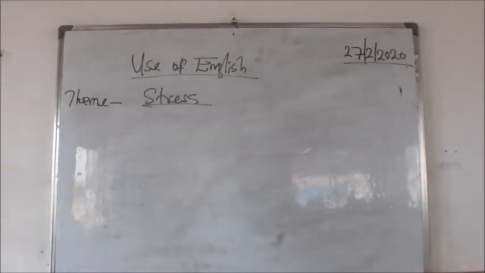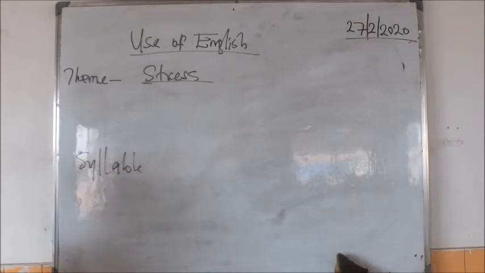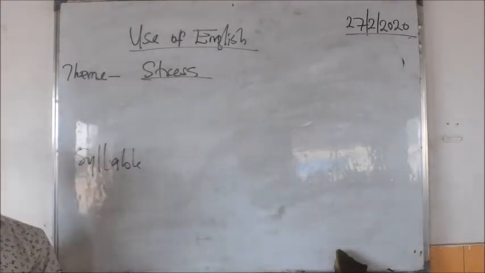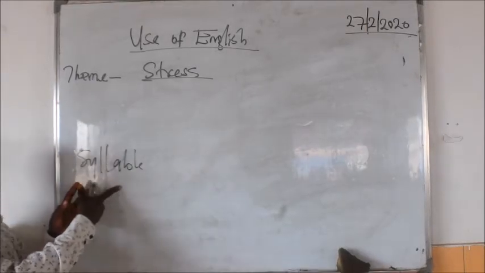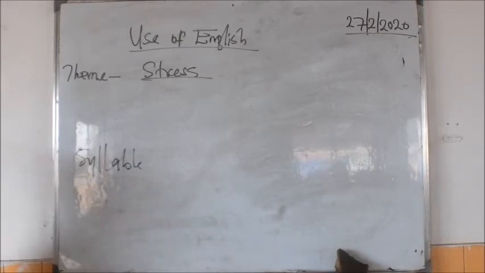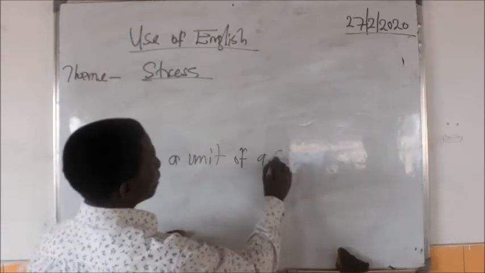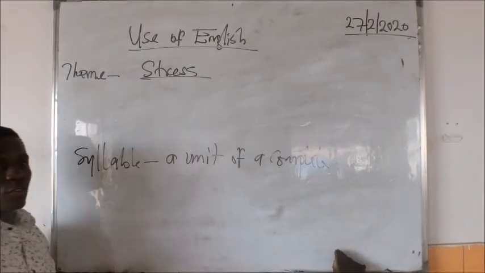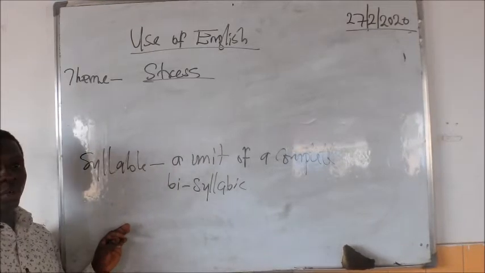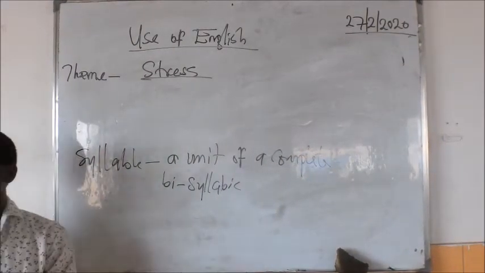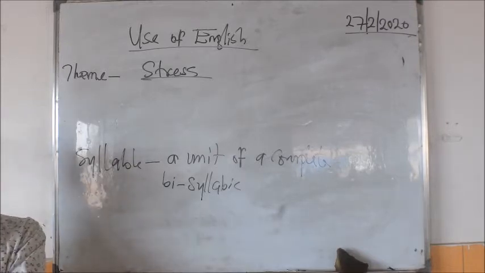To discuss stress, there's always a need to have a background of what we call syllables. For us to understand the concept of stress, we need to understand syllables. Now when we talk about syllables, a syllable simply means a unit of a complete word, particularly from a bisyllabic word. When we talk of a bisyllabic word, we mean English words that have two syllables.